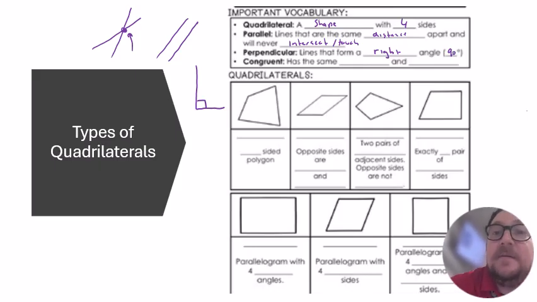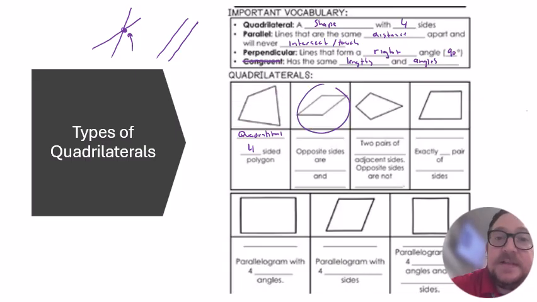And congruent means they have the same side lengths and angles. This one isn't too important for 5th grade though. All right, so let's look at what we know about quadrilaterals. A quadrilateral is a four-sided polygon. This is a special type of quadrilateral, but we're going to get there next.